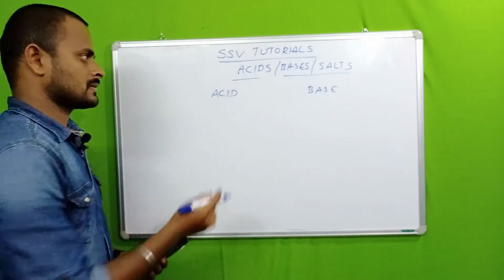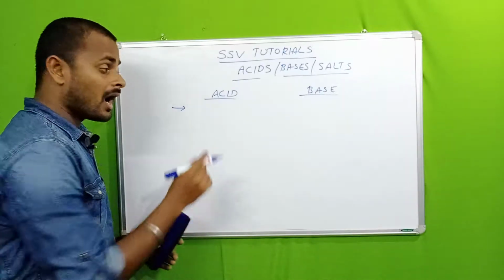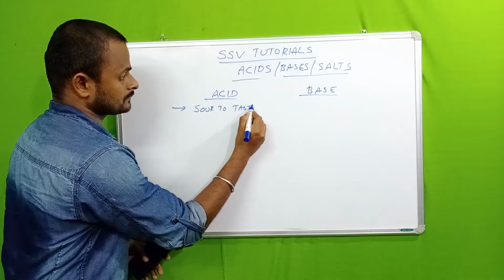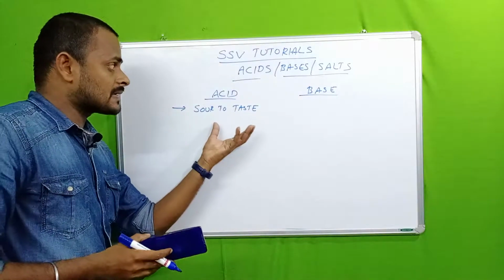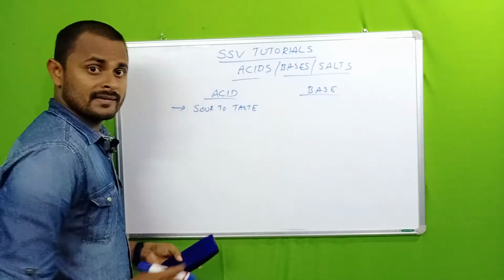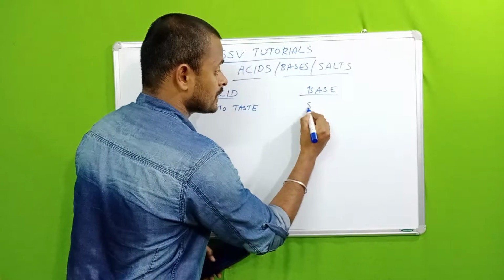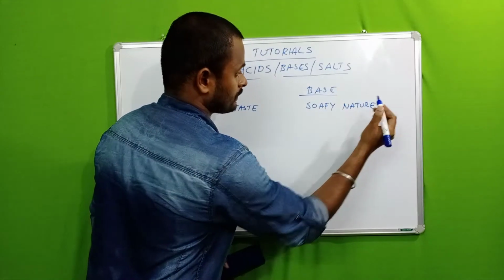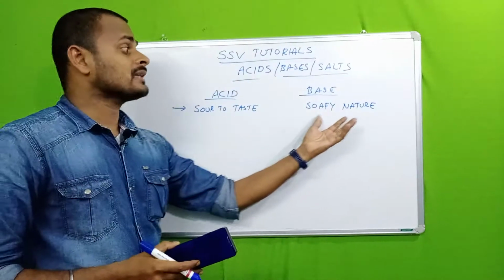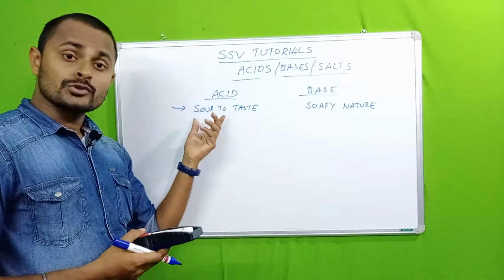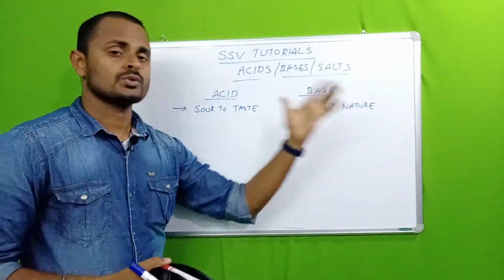In your previous class, we learned what an acid is: substances which are sour to taste are called acids. And what is a base? Bases have a soapy nature. So acids are sour to taste and bases have a soapy nature.